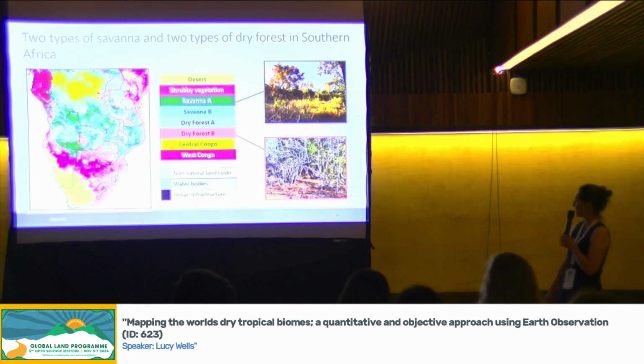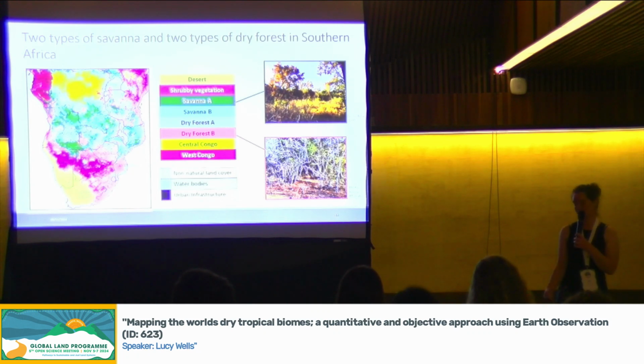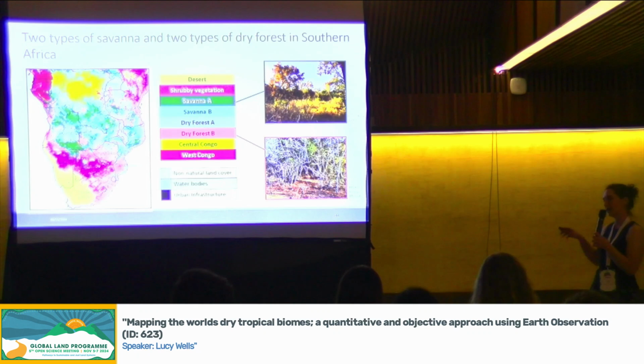So savanna A is the more fire-prone ecosystem, so you can see it covers the south of Angola, which is one of the most fire-prone regions in the world. And then the 2 different types of dry forests. The light blue is covering the highlands of Angola and around the edges of the Congo Basin.